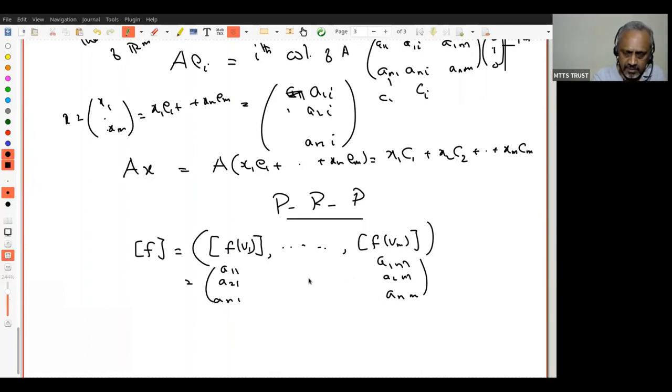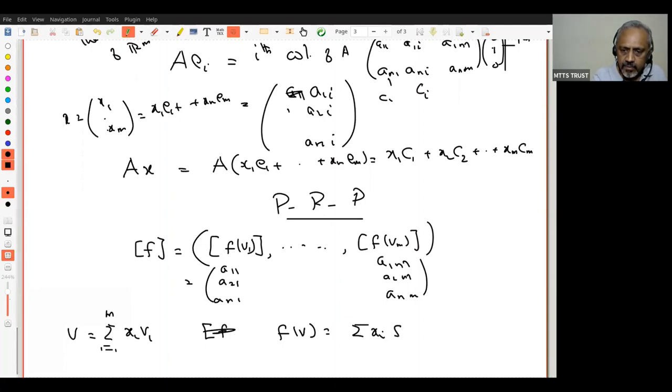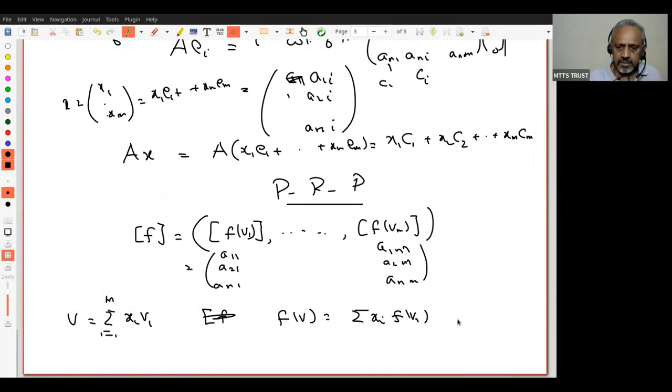Sure? No doubt? Okay. Now suppose I have V. Then V is going to be the sum of xi Vi, i equal to 1 to m. You understand? Therefore, from whatever I said, what I have to look at is what is f of V. F of V is going to be the sum of xi f of Vi, yes, because of linearity. Okay. Now, what do you think I have done?